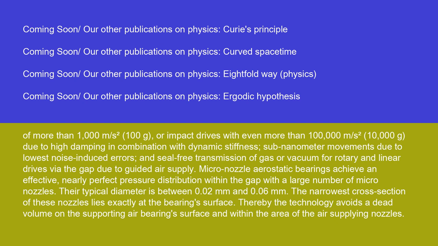Micronozzle aerostatic bearings achieve an effective, nearly perfect pressure distribution within the gap with a large number of micronozzles. Their typical diameter is between 0.02 millimeters and 0.06 millimeters. The narrowest cross-section of these nozzles lies exactly at the bearing surface. Thereby, the technology avoids a dead volume on the supporting air-bearing surface and within the area of the air-supplying nozzles.